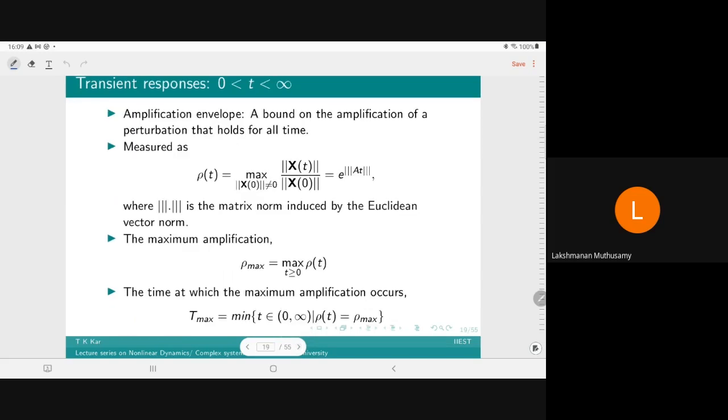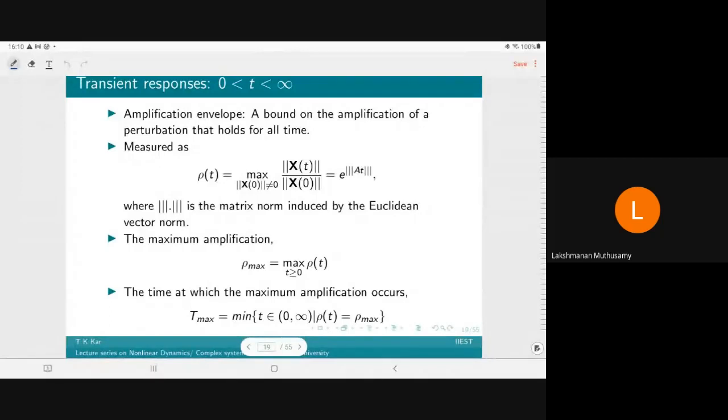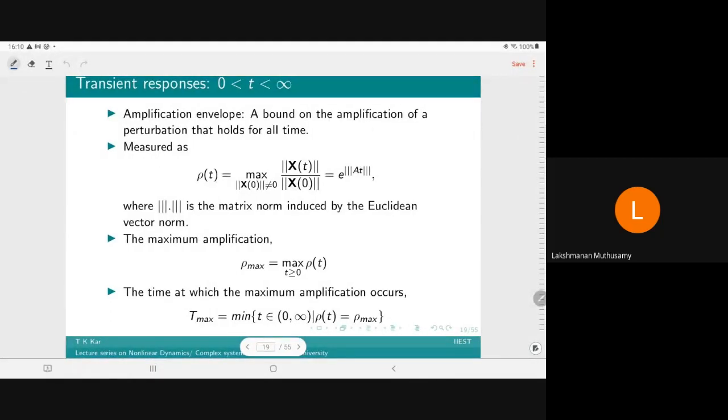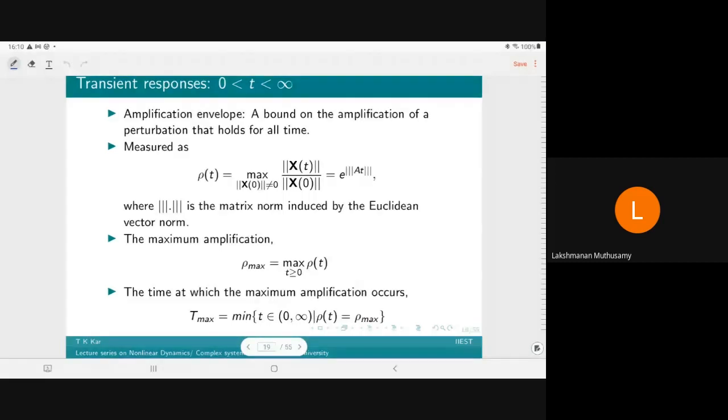I'm coming to the next one: the amplification envelope. Amplification envelope is what? Reactivity is measured as t tends to 0, and this transient response from 0 to infinity lies between 0 and infinity. And the amplification envelope is a bound on the amplification of a perturbation that holds for all time. Among the characteristics of the transient dynamics near an equilibrium point, the amplification envelope is a very special one, which provides the upper bound on the extent of transient amplification as a function of time.